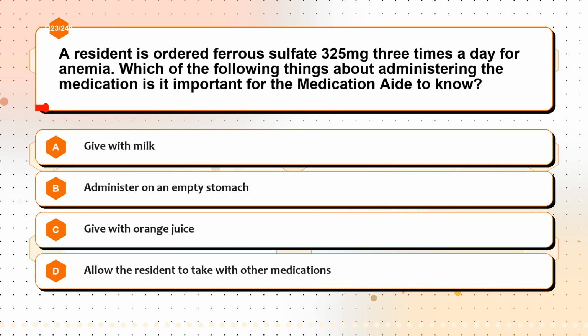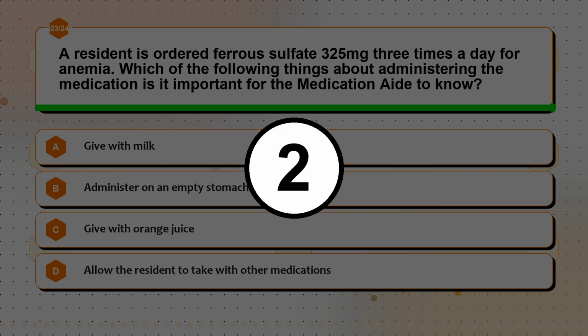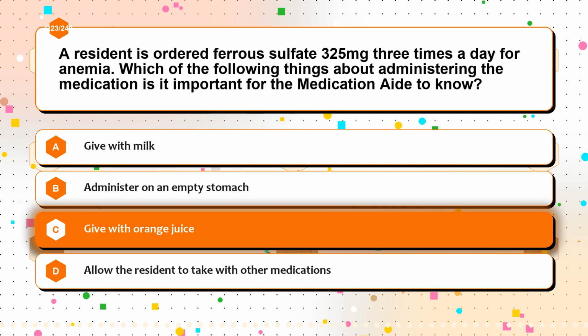Question 23. A resident is ordered ferrous sulfate 325 mg 3 times a day for anemia. Which of the following things about administering the medication is it important for the medication aide to know? Here are the options. Option A, give with milk. Option B, administer on an empty stomach. Option C, give with orange juice. Option D, allow the resident to take with other medications. The correct answer is option C, give with orange juice.